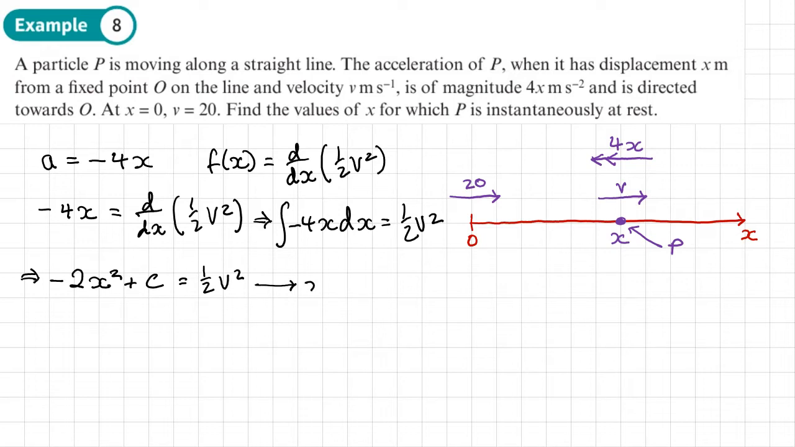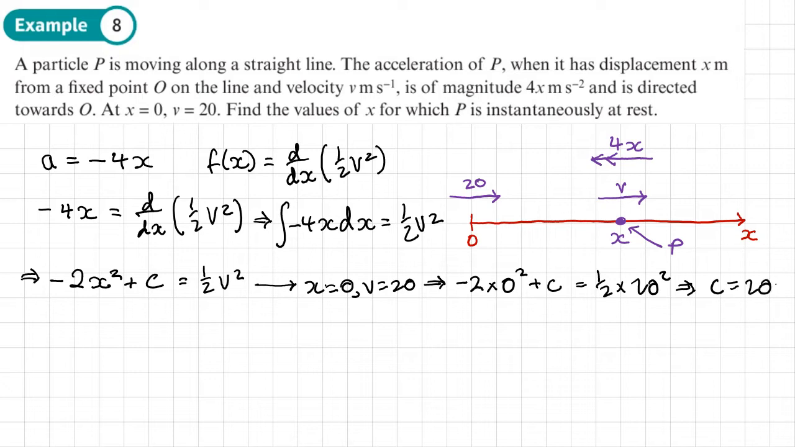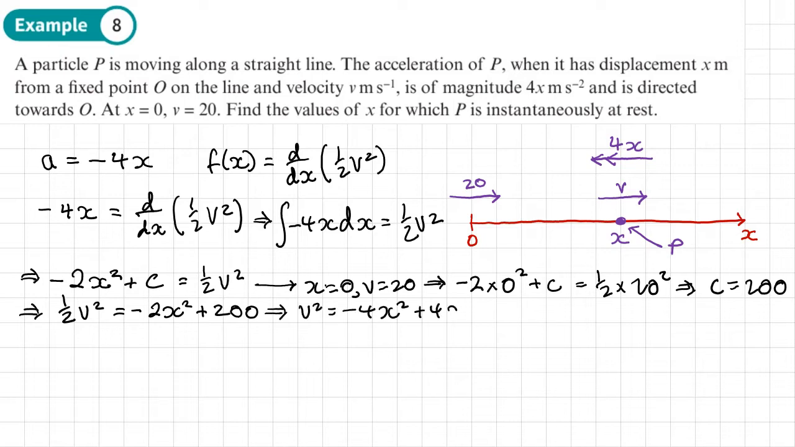How do I find my constant of integration? Well, I use the fact that when x is 0, v is 20. We'll substitute those in. So that would be negative 2 times 0 squared plus c is equal to half times 20 squared. 20 squared is 400. Half of 400 is 200. The other side is 0 apart from c, so c is 200. So my full expression for the velocity, if I flip it around, half v squared is equal to minus 2x squared plus 200. I can multiply all by 2 and get v squared is equal to negative 4x squared plus 400.